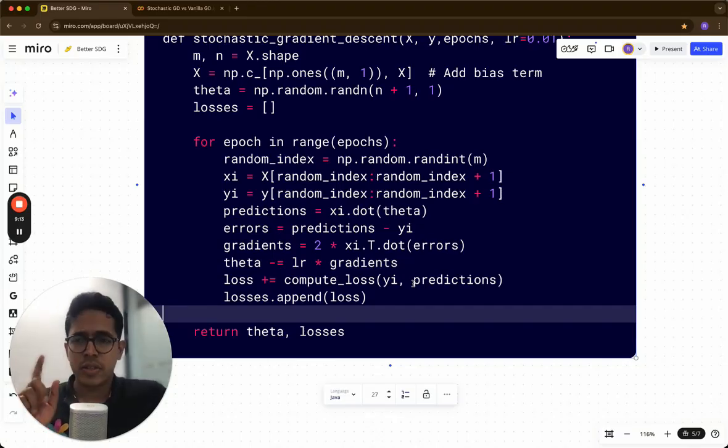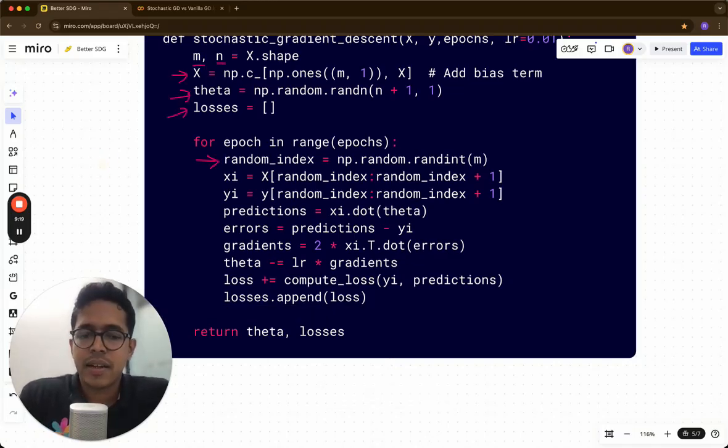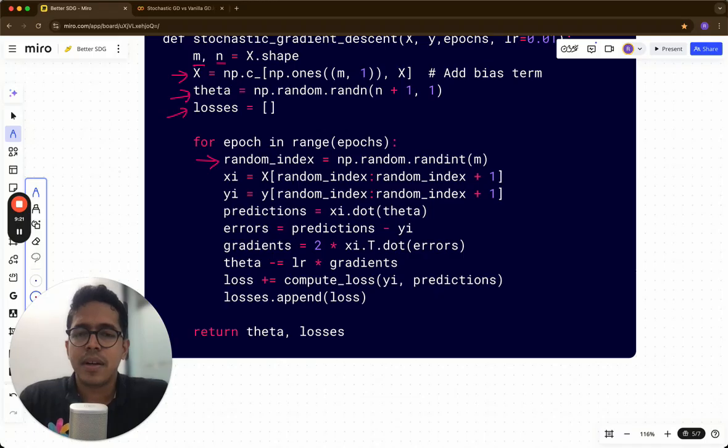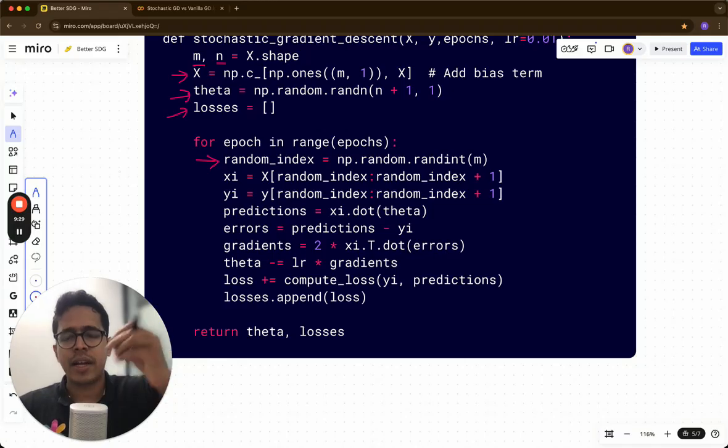I had to pause the video because I noticed a small issue with the code that I had written here, but basically you are starting with the random index. This random index is which data point you are picking for calculating the gradient.